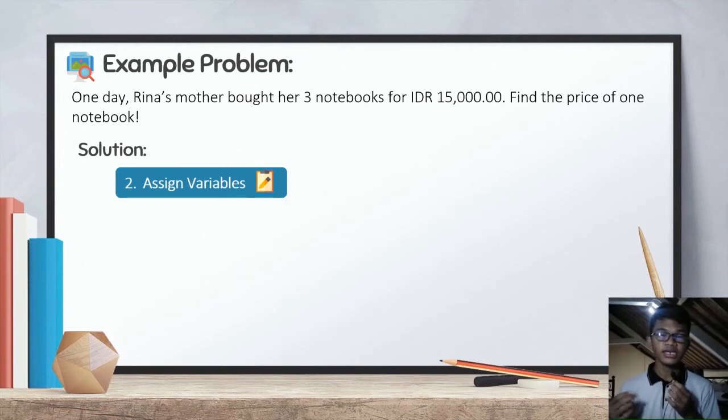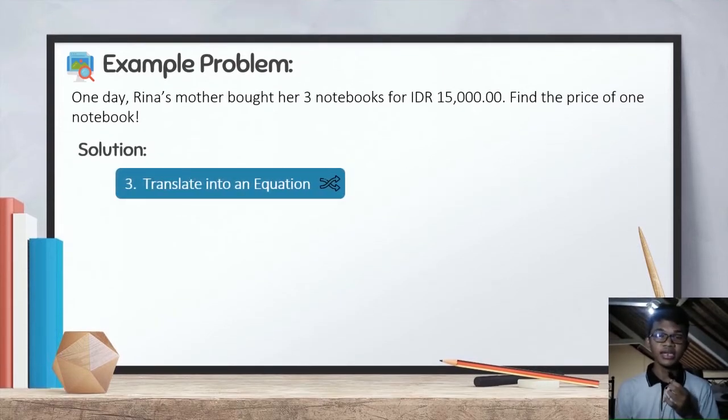Step 2. Assign variables. Choose a variable to assign to an unknown quantity in the problem. For example, let the price of one notebook be x. If other unknown quantities exist, express them in terms of the selected variable. So, we must find the x value.